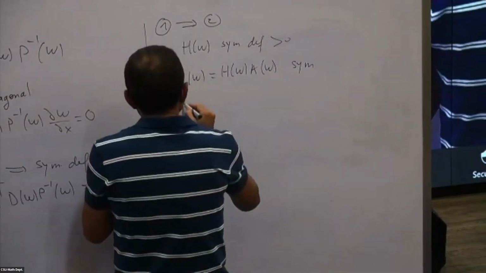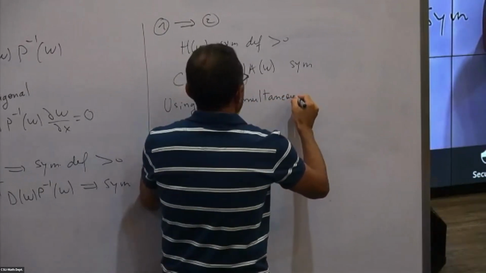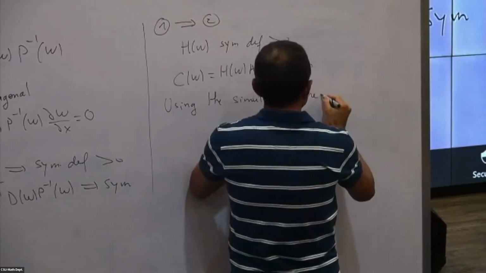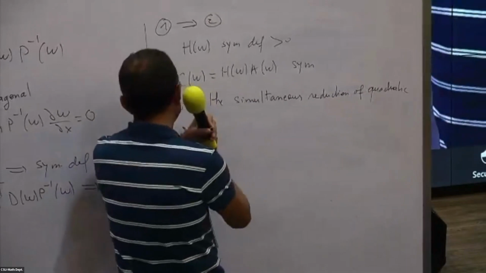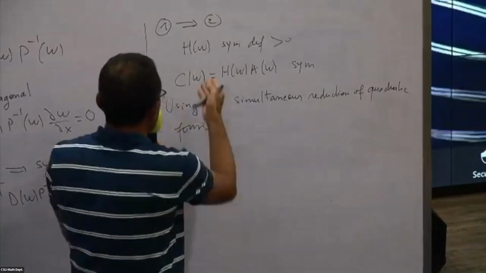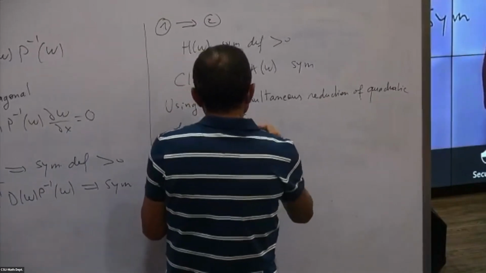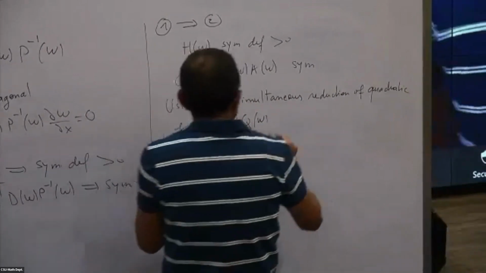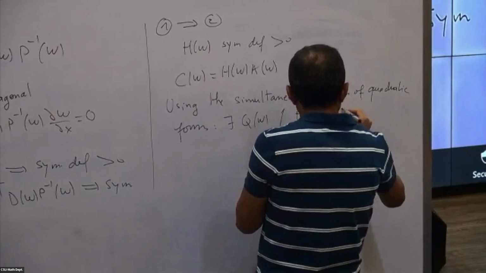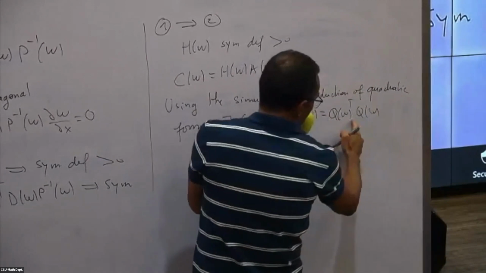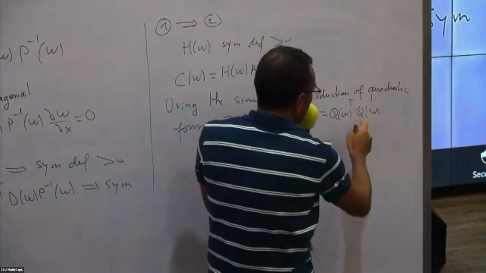Algebra, using what we call the simultaneous reduction of quadratic forms, when you have a symmetric definite positive matrix and also a symmetric matrix. What does it mean? There exists some matrix Q of W, it could depend on W, such that H of W is Q of W transposed times Q of W. It means that you have the identity matrix. In this basis, the quadratic form is only x1 squared plus x2 squared plus x3 squared. This is algebra, okay?